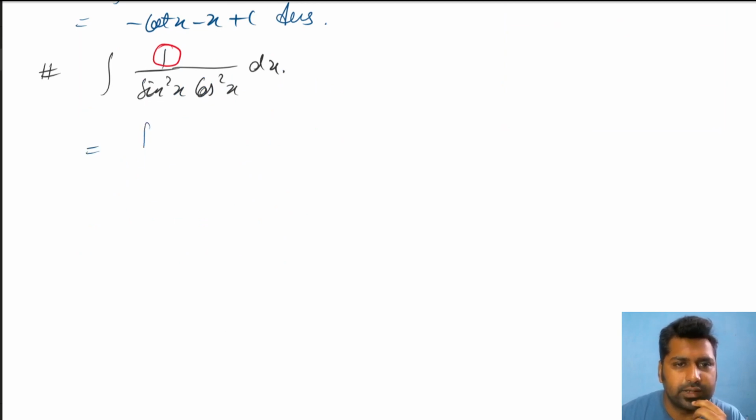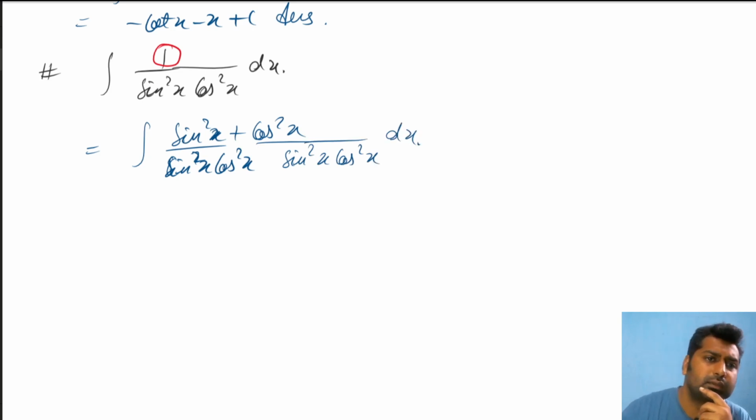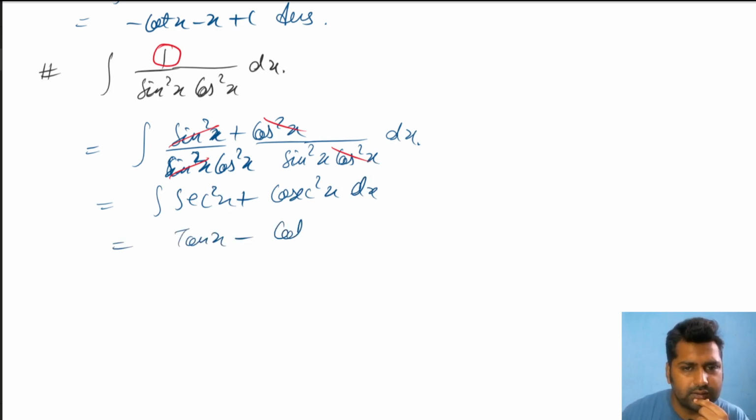So write down integration sine square x plus cos square x and just split the denominator. How will you split it? Sine square x cos square x in the first term also as well as the second term. What is the benefit? Something cancelling. Sine square cancel, cos square cancel. What is 1 by cos square? That's sec square. What is 1 by sine square? That is cosec square x dx. This is standard result. Tan x minus integration cosec square minus cot x plus c.